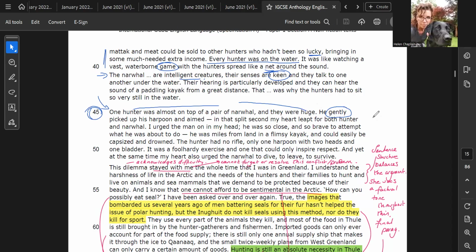And the conflict, the dichotomy, if you want to use the word dichotomy, means the tension between what Herbert wants to happen in terms of she wants the man to eat, but she also wants the beautiful animal to survive. And you get the balancing there. That split second, my heart leapt, the metaphor for both hunter and narwhal. She urges the man on, but also, my heart also urged the narwhal. So that repetition of that verb, she doesn't know who she wants to win.